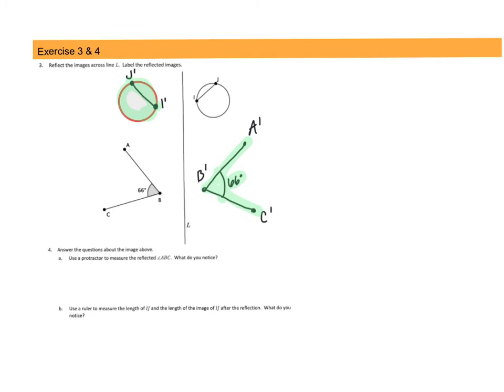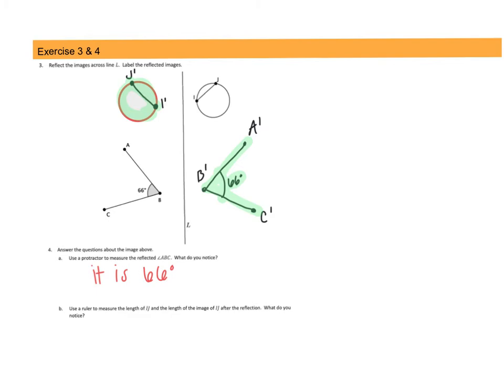Okay? Now, it asks us to use a protractor to measure the angle of ABC. We don't need to do that. Oh, sorry. You should know just from our last slide where I talked about this, the angles are preserved in reflections. So just say it is 66 degrees. Okay. And it says use a ruler to measure the lengths. What do you notice? Well, we don't have a ruler.